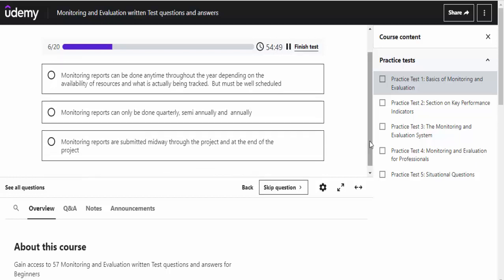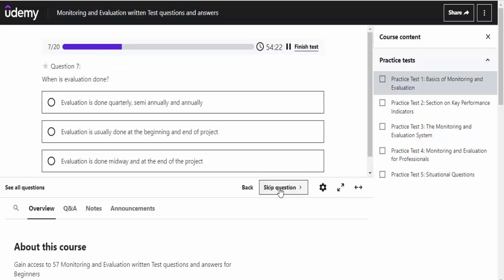Okay, so the monitoring reports, yes, this is usually the case. Quarterly, semi-annually, or annually, it's usually the case. But the truth of the matter is that you can even do monitoring reports on a weekly basis. The third option is monitoring reports are submitted midway through the projects. No. So the best answer is obviously A.